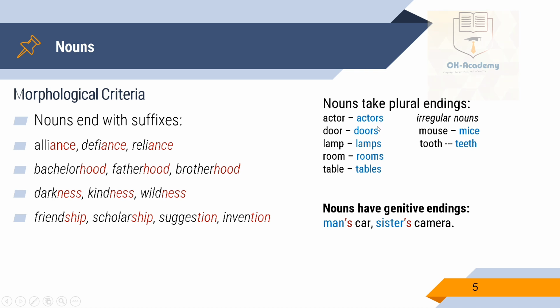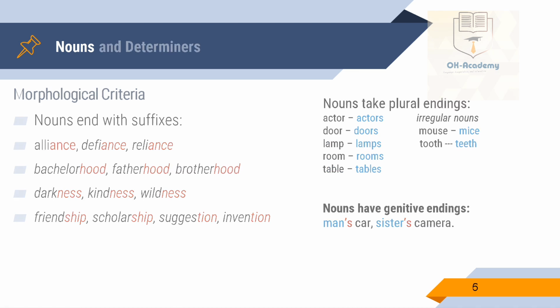Unlike other word classes, nouns can take plural endings. Like if you have the word student, you can say students. But if you have an adjective like happy, you cannot say happies. So nouns can take plural and singular endings as well. Another characteristic is that nouns have a genitive ending, like the man's car, sister's camera, and so on.